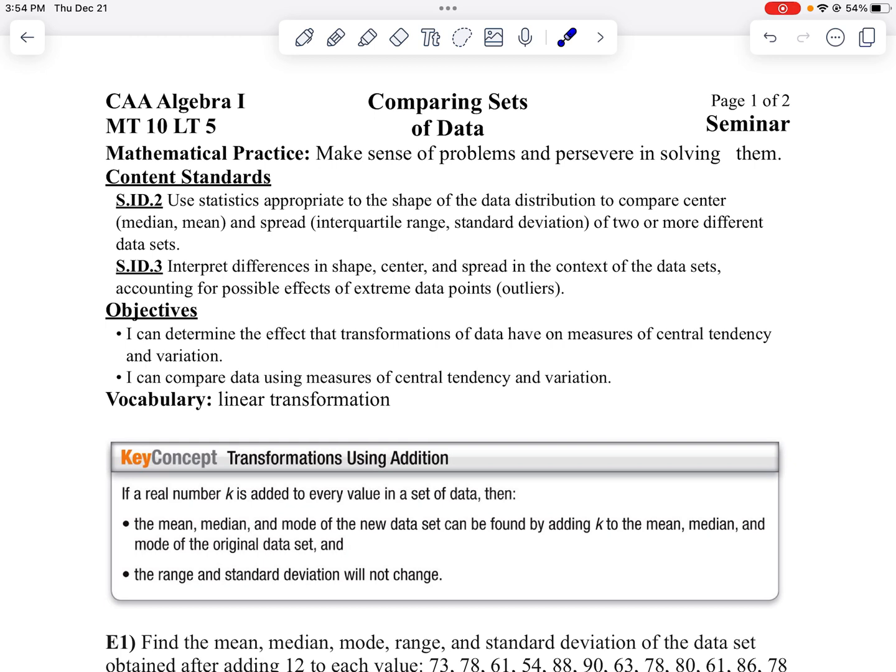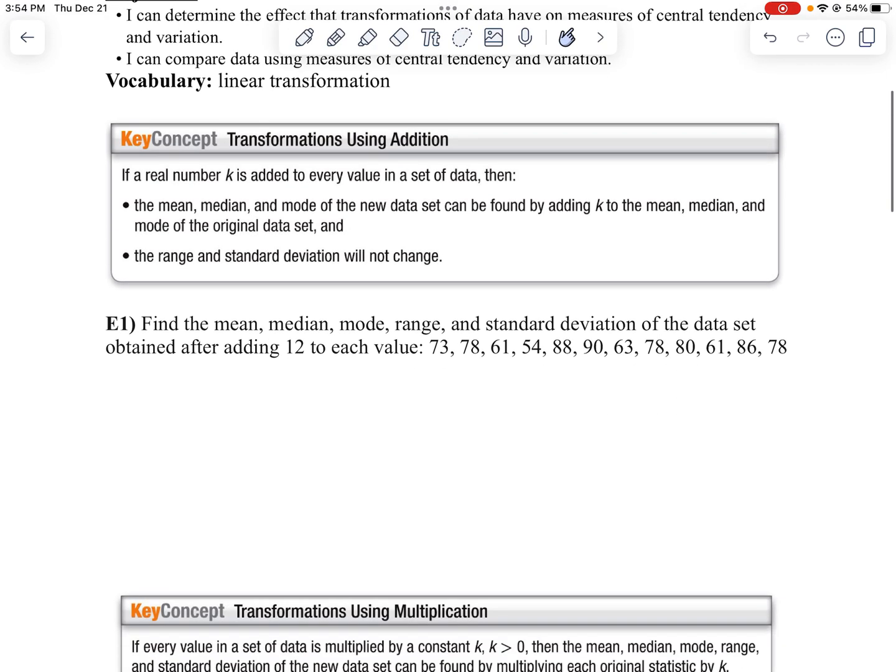Now on our first example, we have this data set, but first of all, let's talk about what's in the box. When I add something to every term of a data set, the mean, the median, and the mode of my new data set are found by adding that same thing to each of them. So all your measures of central tendency are going to change. That is, you're going to add something, in this case k, to each one.